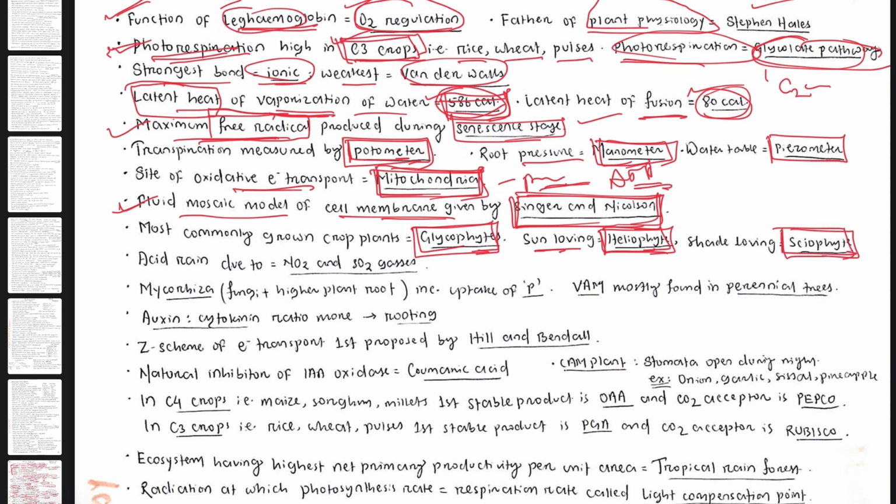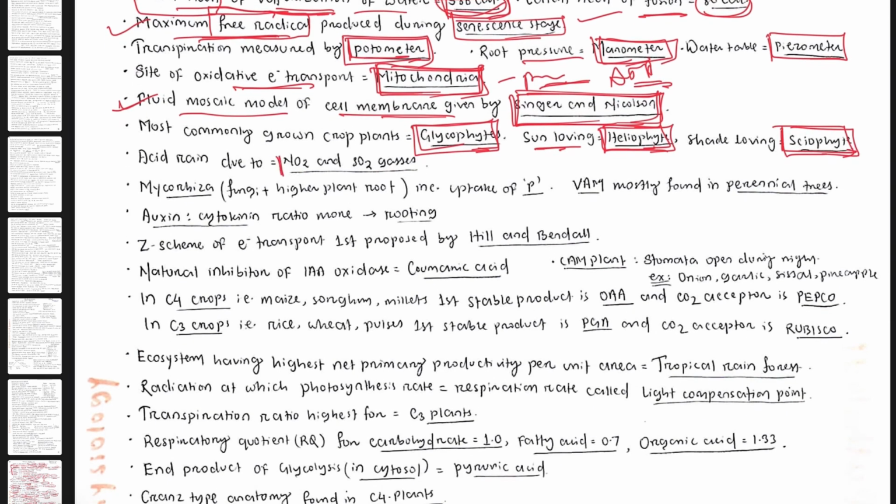Okay, acid rain is mainly due to a larger quantity of nitrogen oxides and sulfur dioxide in the atmosphere. What happens when the concentration of nitrogen oxides and sulfur dioxide increases in the atmosphere? They react with water and form HNO3 and H2SO4. Those are the acids contributing to acid rain, right?